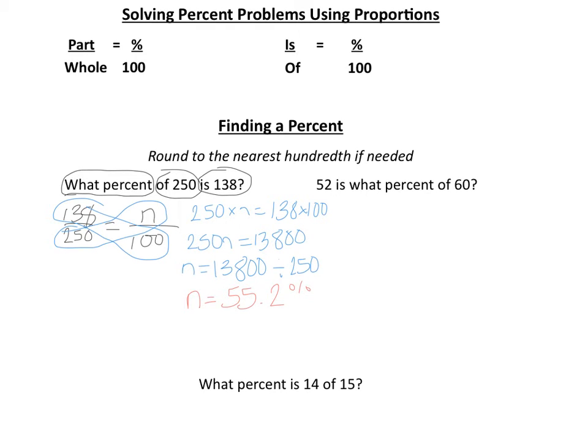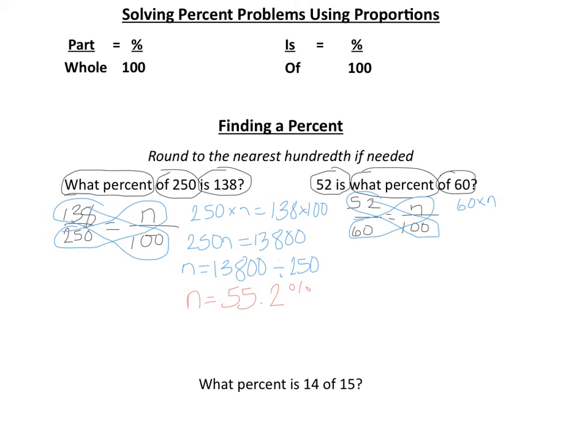The second one, 52 is what percent of 60? Again, no percent sign. Bit of a giveaway that your variable needs to go above 100 because there is no percent sign. 52 is the part, it's the is. Of 60 indicates 60 is going on the bottom. Cross multiply like we have been.